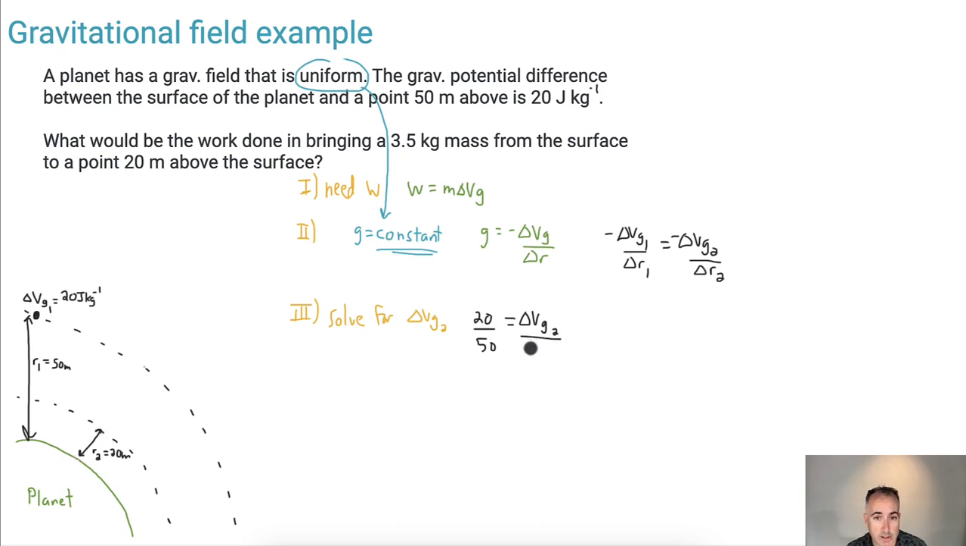which is 20. So do you notice then I can find that delta Vg2 is equal to, let's see, 20 times 20. That's going to be 2 times 2, which is 4, and add 2 zeros, so 400 over 50. That's just because I'm moving this 20 over to the left side. There we go. So what do I get? Well, the zeros cancel out, which is good. Of course, you can use a calculator, but I just like to not use it if I can. So what's 40 divided by 5? It's 8. So now I know that delta Vg2 equals 8.